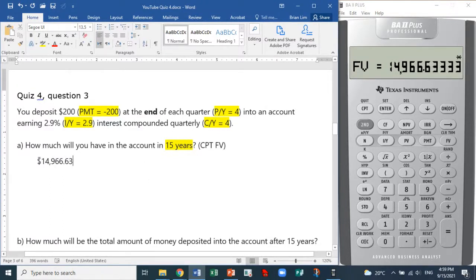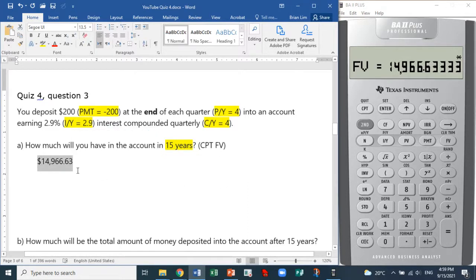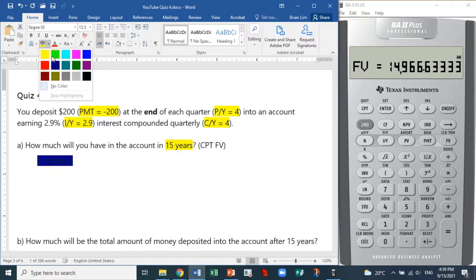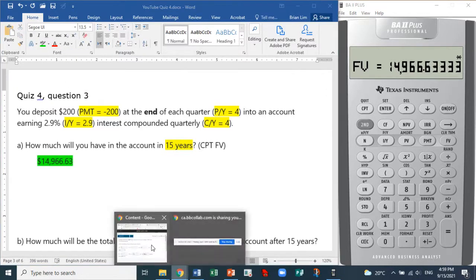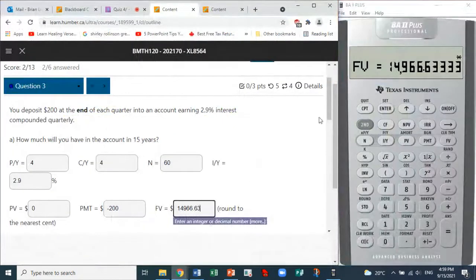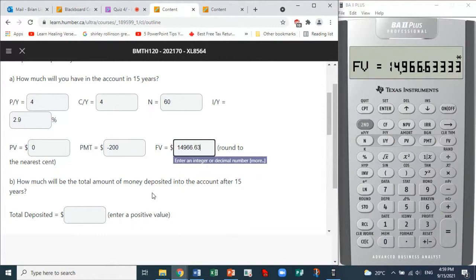14,966.63. Of course, when you're entering the answer, you would not put in dollar signs and what have you else. So that would be the answer. All right, so let's check. Now we have: how much will be the total amount of money deposited into the account after 15 years?